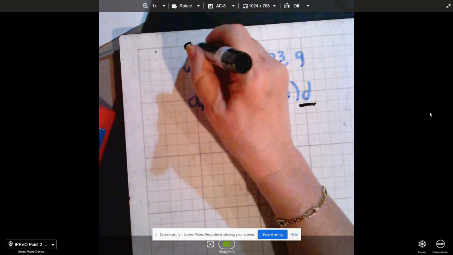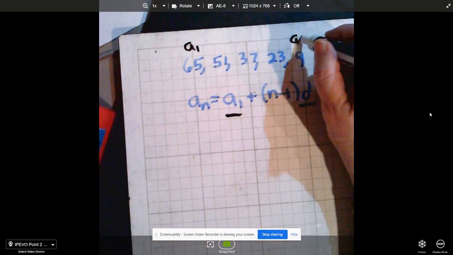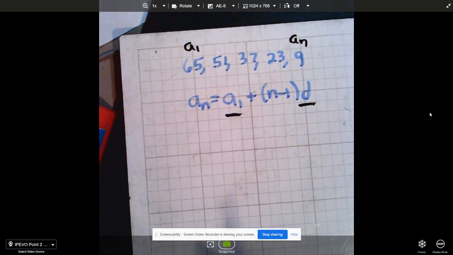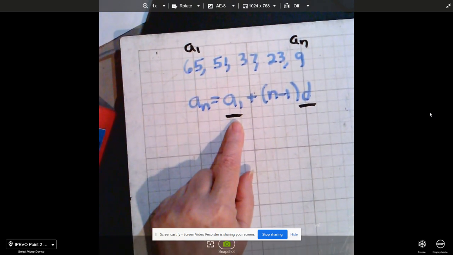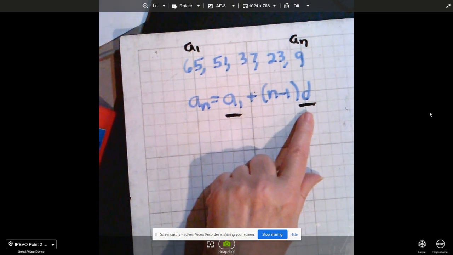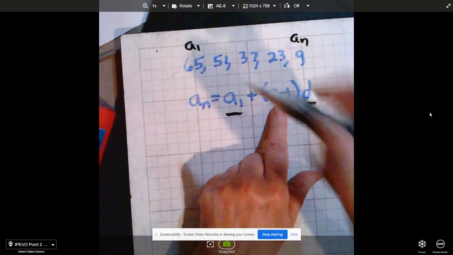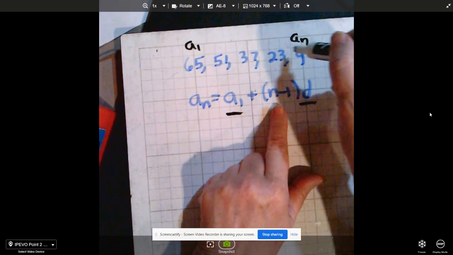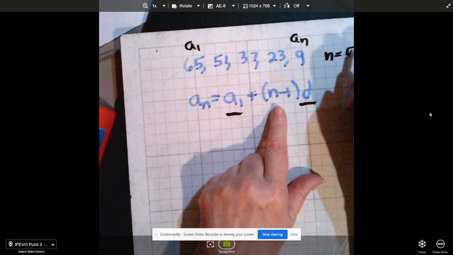I call this A1, that's my first one. This would be AN, right? So I already know what A1 is because that's my first one here. All I need to know now is what D is. And I know what N is because I've got 1, 2, 3, 4, 5 things. So I know N is 5.